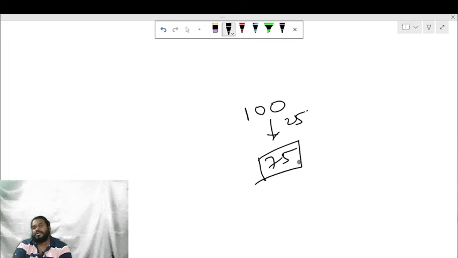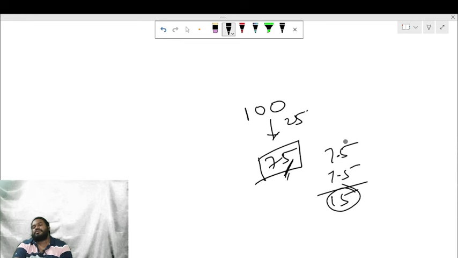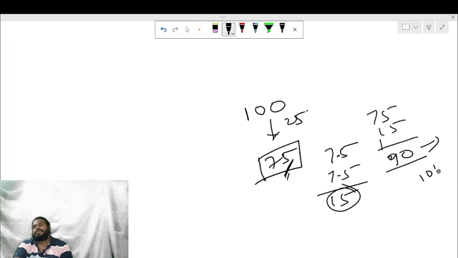It means 20% of 75: 10% is 7.5, one more 10% is 7.5, that is 15. So out of 75, I should add 15. It will then become 90. To decrease it by 10%. Is there any difference? You can do it both ways.